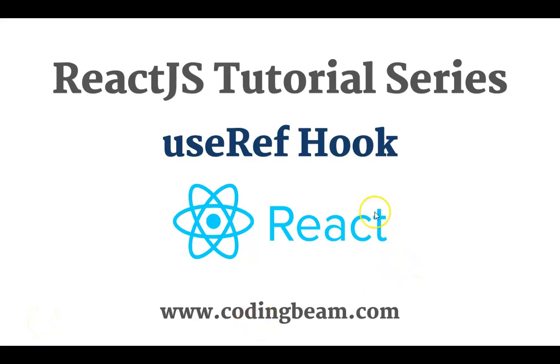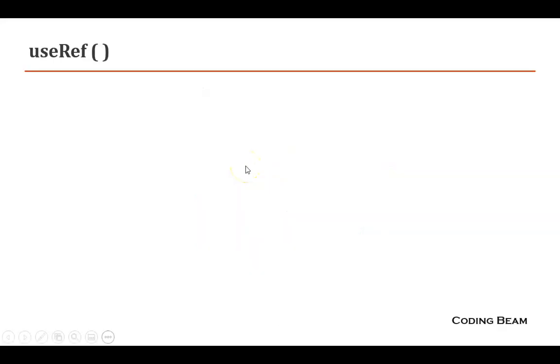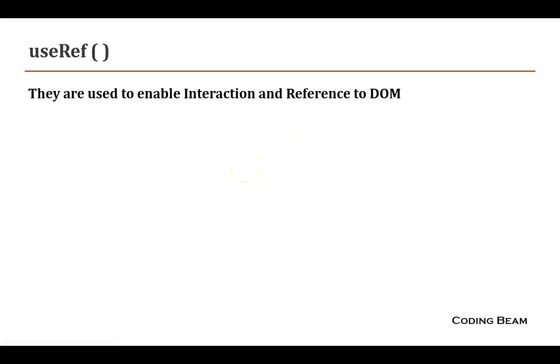So in this video we will learn about the useRef hook in React. So what is the useRef hook? The useRef hook is a special type of hook in React which helps us to enable interactions with the DOM. And by using it, the React app will jump out from the normal flow of the React application, and then that element can be accessed via the DOM.